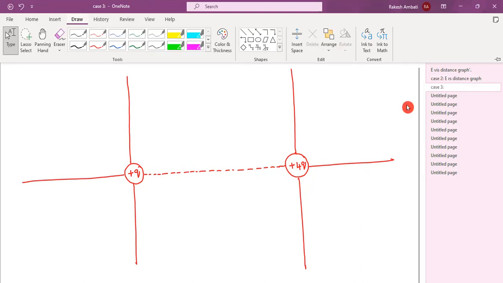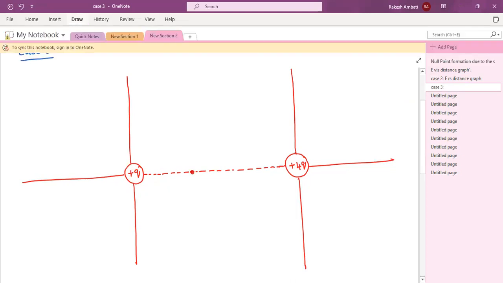Second point, I told you already: the null point is always formed near the smaller magnitude charge. Therefore, here it is the null point. By keeping all the points in mind, at the null point, the resultant electric field becomes 0.